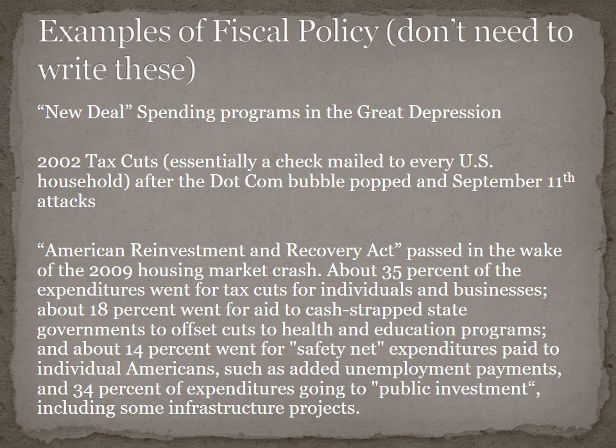And then after the crash of 2009, the housing market crash, the American Reinvestment and Recovery Act was passed, and that was a pretty big and complex package. It doesn't look that big now compared to the package that just passed last week. But this law was passed by Congress and had a bunch of different parts. So 35% of the expenditures went for tax cuts to individuals and businesses. And then 18% went to help states boost their transfer payment programs.